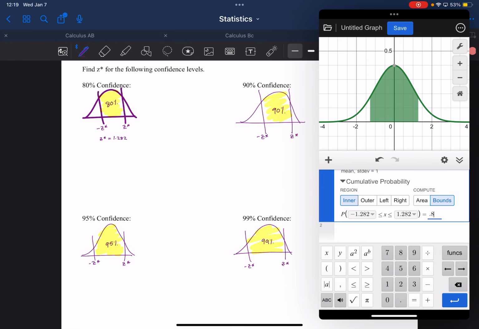Ideally, when you're drawing them, you want to make sure that they're not all exactly the same, right? Because a 99% confidence should be a larger area than, let's say, an 80% confidence. That's the only thing I would be careful on.